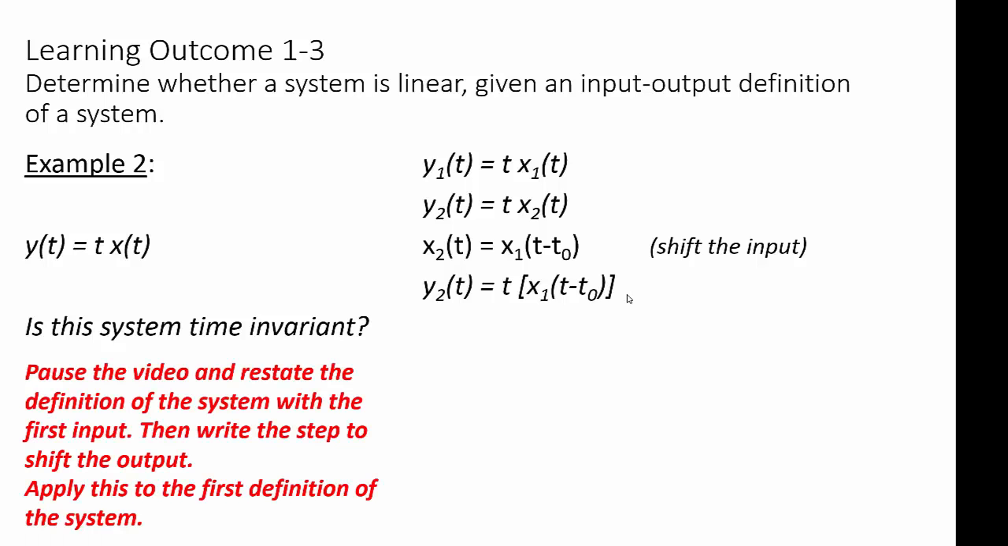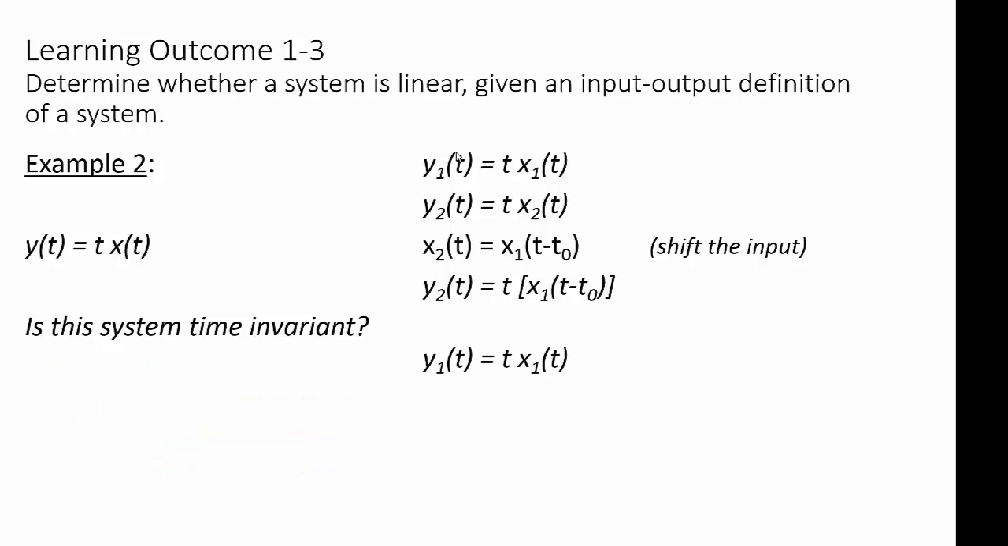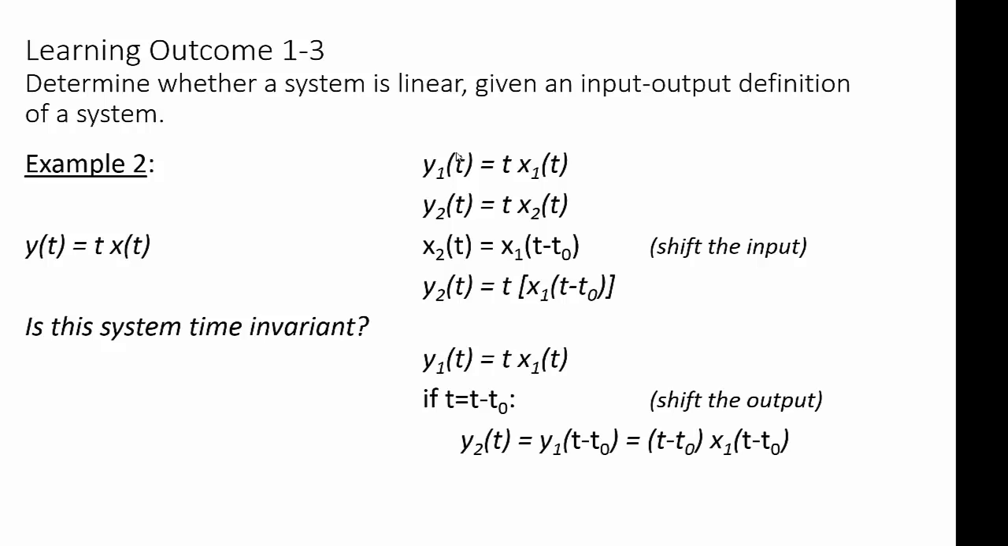Now pause the video, restate the definition of the system for the first input, then write the step to shift the output. Once you've shifted that output, apply it to that first definition and see what you wind up with for y2 with this method. Restating system number 1, we shift our output by replacing our t's with t minus t naught. y2 is going to be the time-shifted version of y1. So we take this y1, everywhere there's a t, and now we've got this extra t here. We plug those in. We now need to compare this definition of y2 with this definition of y2.